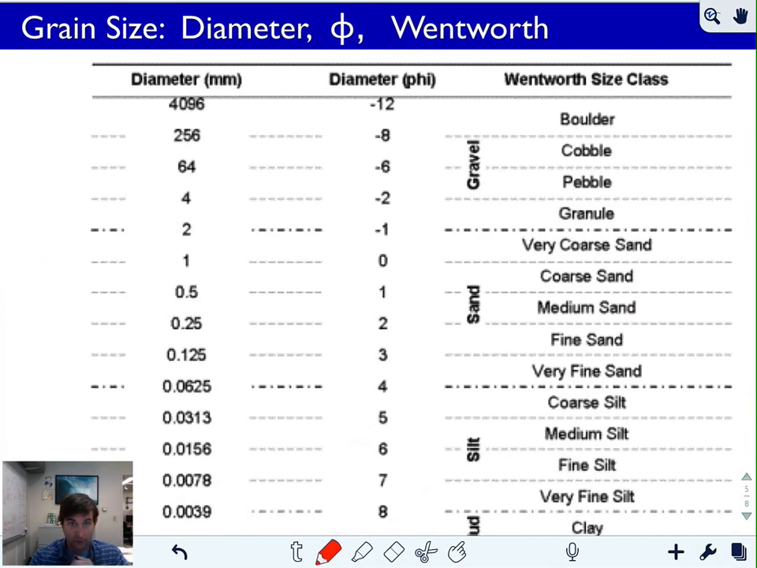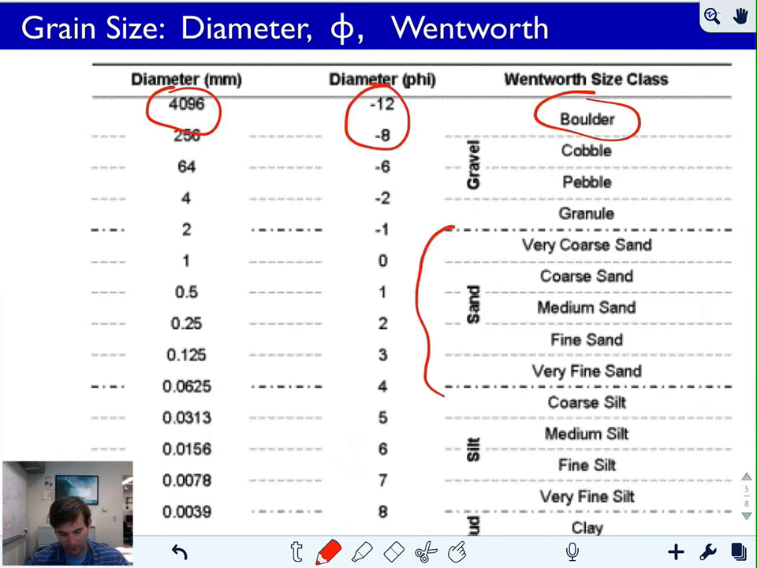This table just simply shows the relationship between the characteristic diameter in millimeters, the phi scale, and the Wentworth size class. And you can see, starting from the top, we're talking about boulders. You have roughly a meter-scale diameter and a phi range of -8 to -12, all the way down to the sands in here.